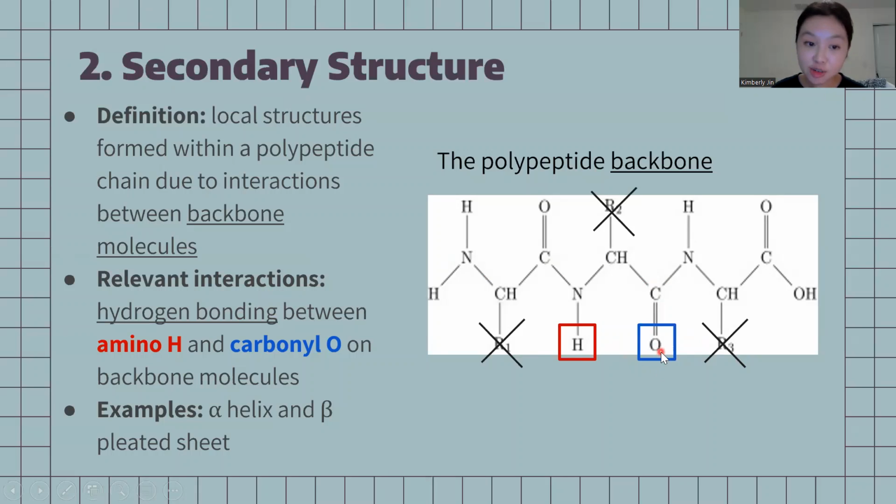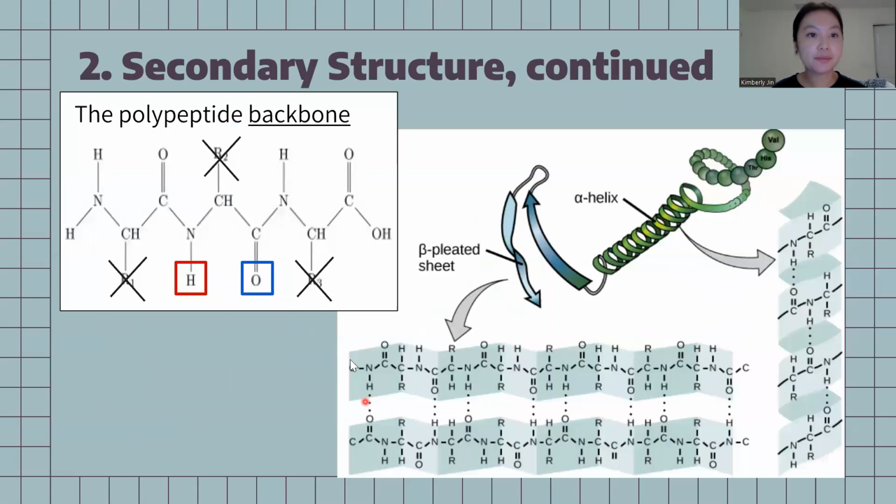And those hydrogen bonds will form alpha helices and beta pleated sheets. So let's take a look at what that looks like. On a single polypeptide, we get these local structures forming because of hydrogen bonding between backbone molecules. So we get the alpha helix and we can get the beta pleated sheet. The main takeaway for secondary structure is it has to do with backbone molecules, anything except for the R groups, and it's predominantly driven by hydrogen bonding.